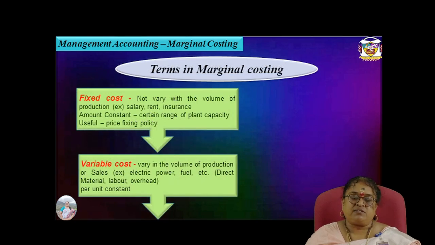Then variable cost. It varies with the volume of production or sales. Example, electric power, fuel. Already I told that direct material, direct labor, then direct overhead. This per unit is constant. Total amount varies.